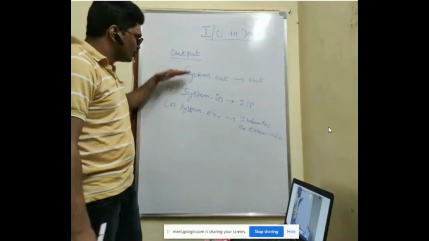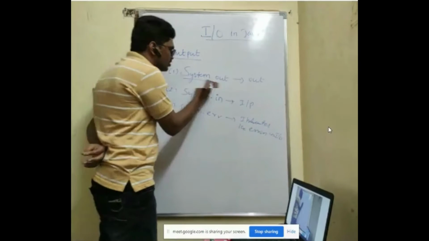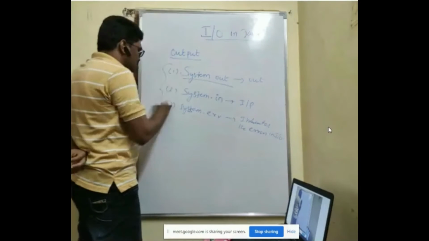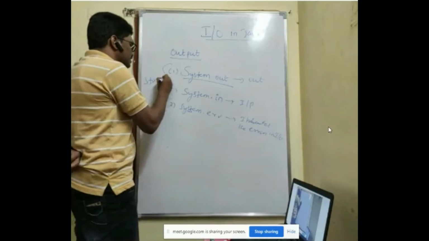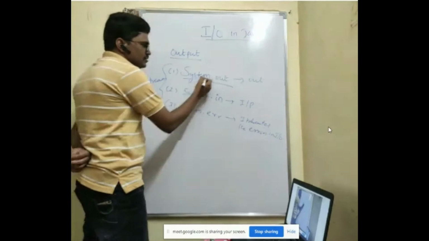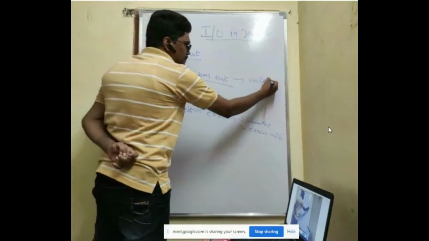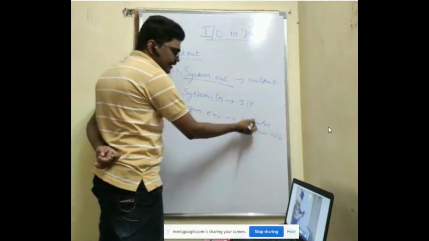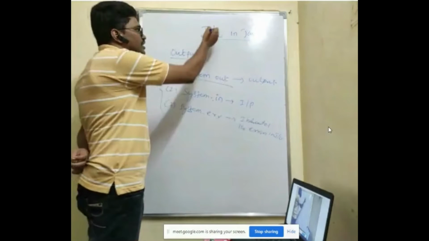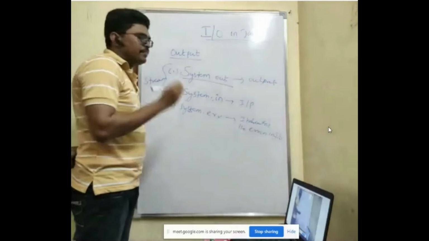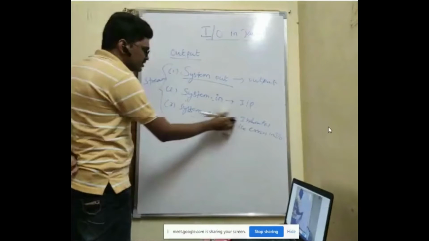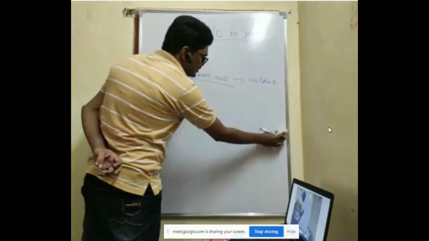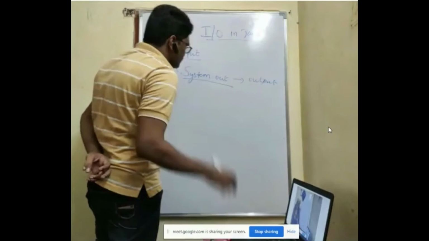First, if you go to output, you have a class called System.out. We have three stream classes. Stream means it is a flow of data. System.out indicates output, System.in indicates input, and System.err indicates the errors that occur during input and output. Now we are not much concentrated on these things. First we'll go to System.out. System is a class.